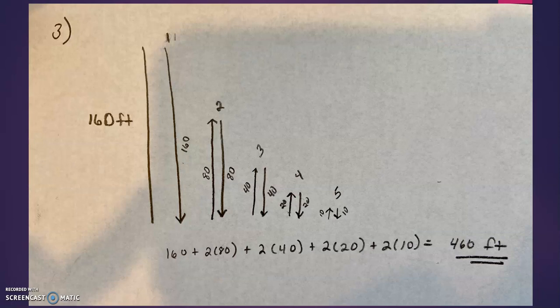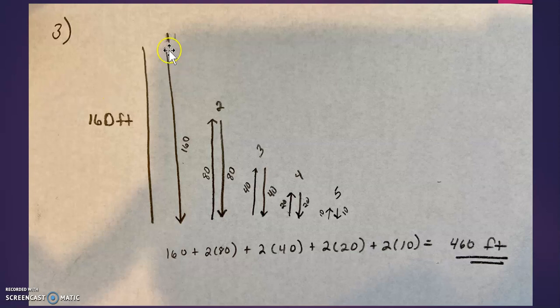Okay, question 3 says a ball rebounds 1/2 the height from which it is dropped. The ball is dropped from a height of 160 feet and keeps on bouncing. What is the total vertical distance the ball will travel from the moment it is dropped to the moment it hits the floor for the 5th time?